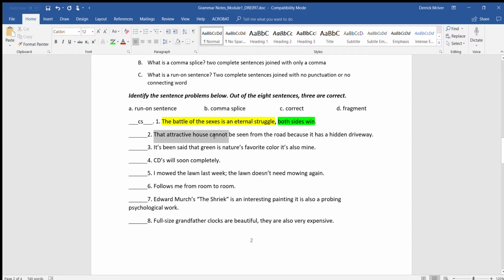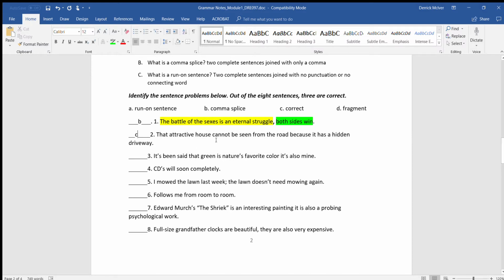We'll do B. The attractive house cannot be seen from the road because it has a hidden driveway. This sentence is written correctly. It's been said that green is nature's favorite color. It is also mine. Two complete sentences with no punctuation or joining word would be a run-on. Cities will soon completely is not a complete thought, so this is a fragment.